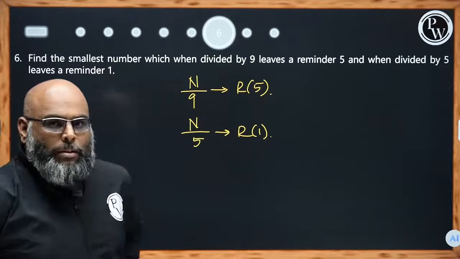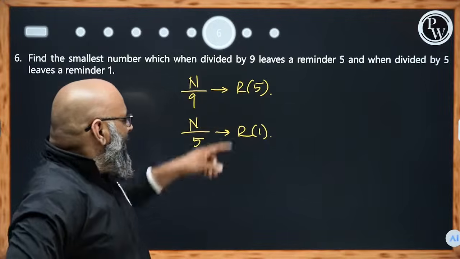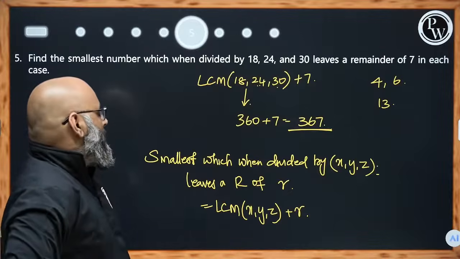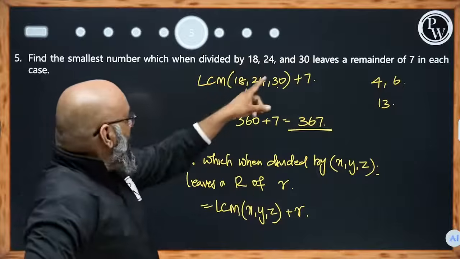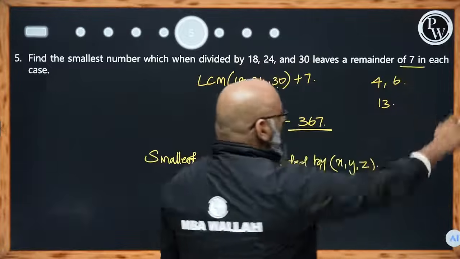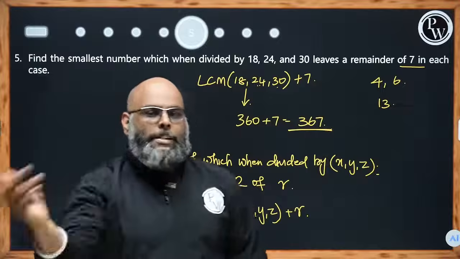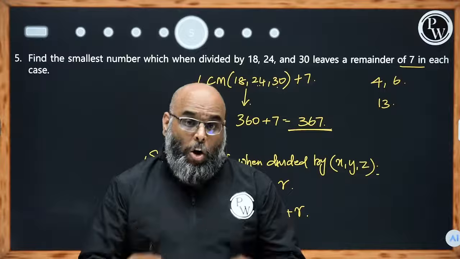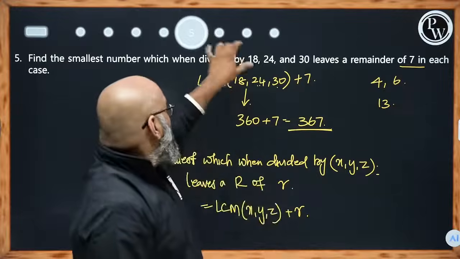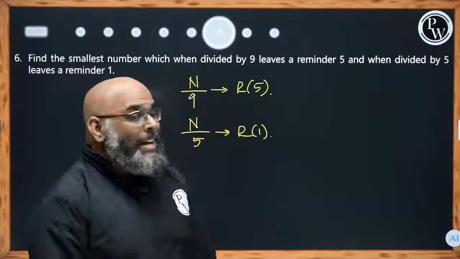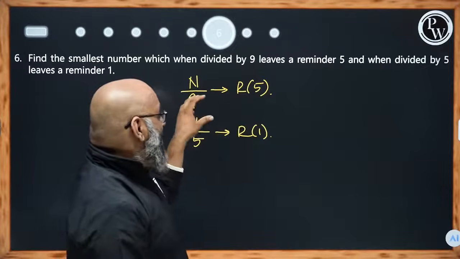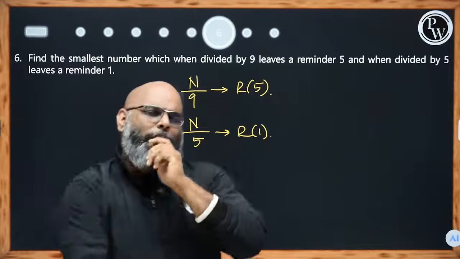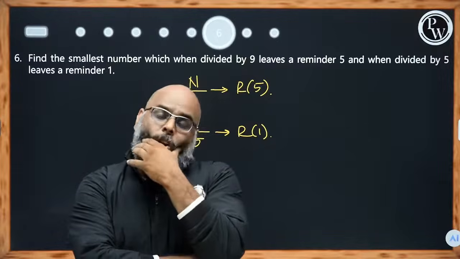I'm thinking about this, and then I realize, had that been the same remainder like the previous question, the remainder was 7 in each case. Divided by 18, remainder 7. Divided by 24, remainder 7. Divided by 30, remainder 7. It was a common remainder in all the cases. But if I look at this question now, by 9 the remainder is 5. By 5 the remainder is 1. And then I'm like, okay, what is one such number that will work?